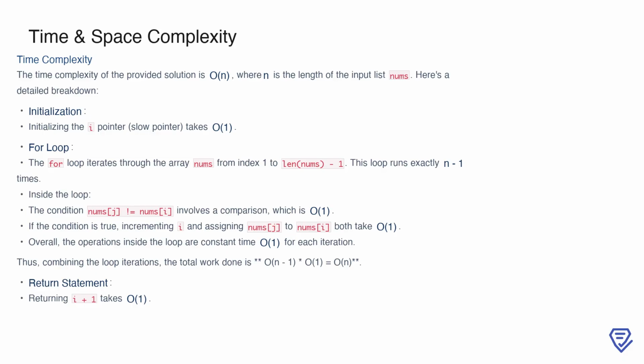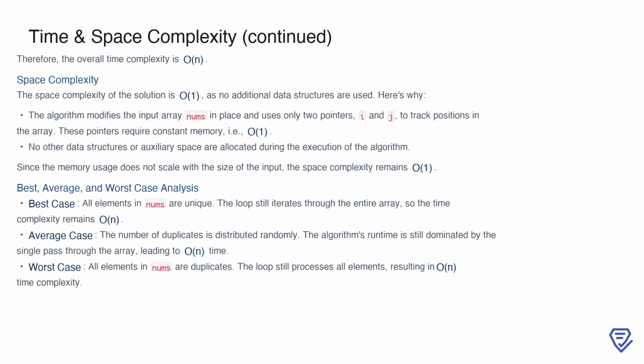If the condition is false, we increment the pointer i and assign nums[j] to nums[i], and both of these operations also take constant time, O(1). Since the operations inside the loop are O(1) for each iteration, the total work done over n minus 1 iterations is O(n minus 1) times O(1), which simplifies to O(n). Finally, the return statement, which returns the value i plus 1, is a constant time operation, O(1). Putting it all together, the overall time complexity of the solution is O(n). Therefore, the time complexity remains O(n), as the algorithm only passes through the array once.